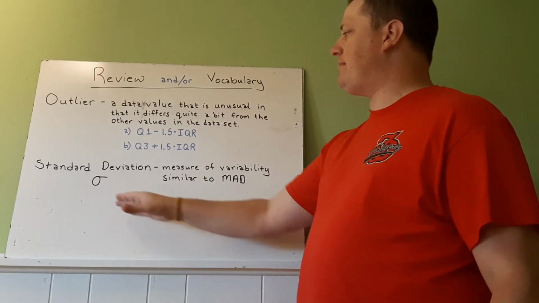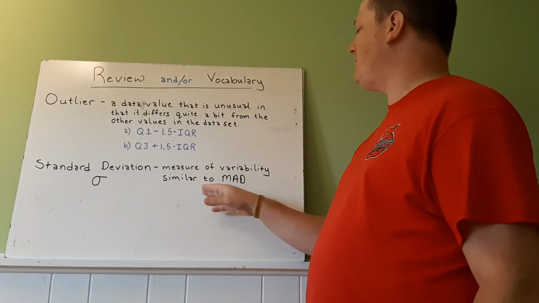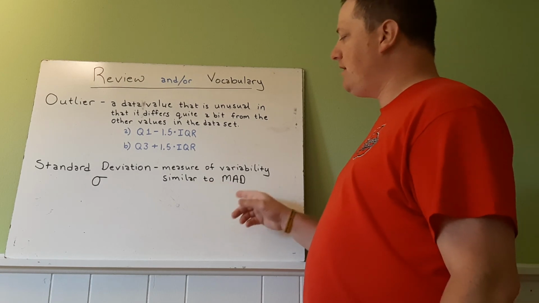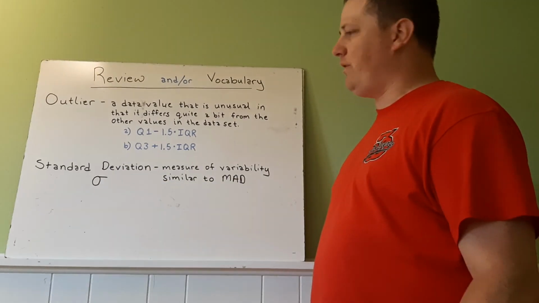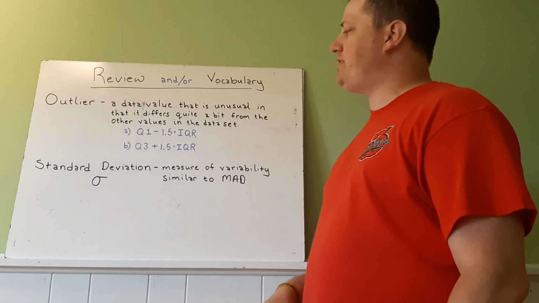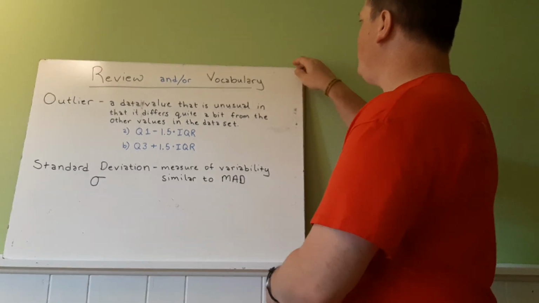We also want to remember standard deviation, which is the measure of variability similar to MAD. Remember, we use this symbol. We'll use our spreadsheets to figure out standard deviation.